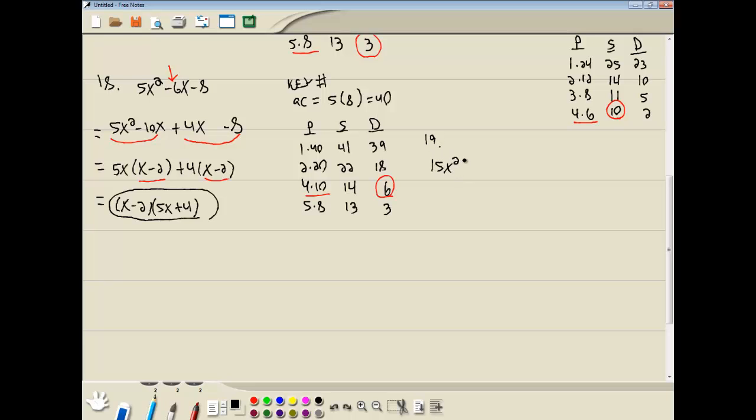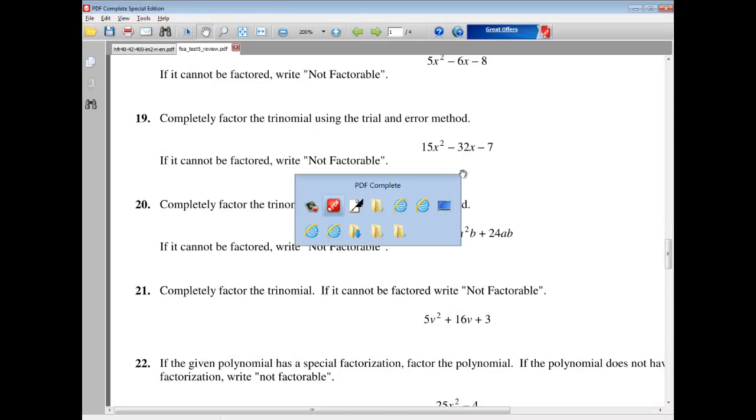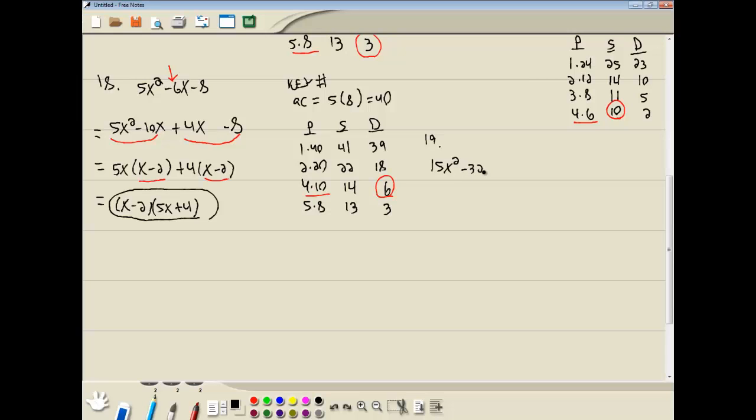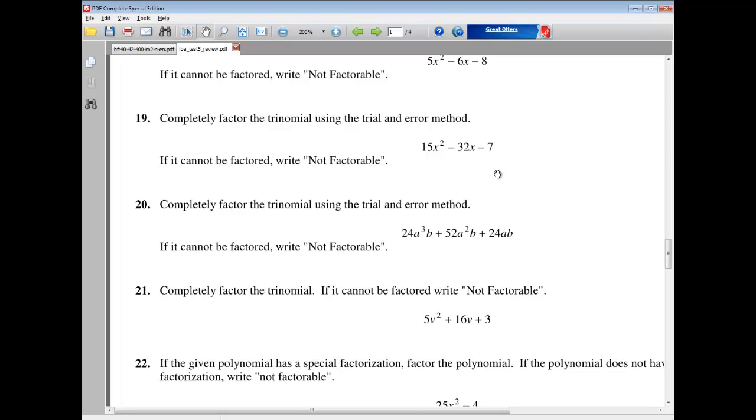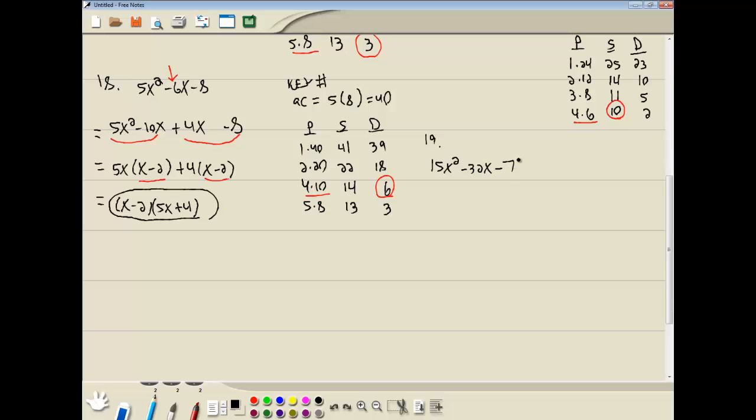So 15x squared minus 32x minus 7. Okay, first method, GCF, there isn't any. Grouping is for 4 or more terms, that doesn't fit. PST is close, except there's a number in front of the x squared.